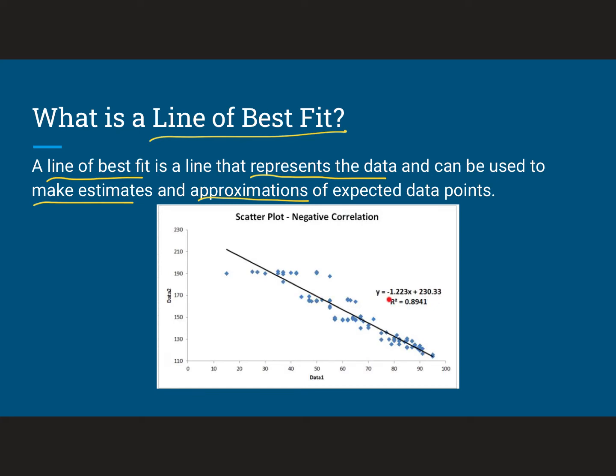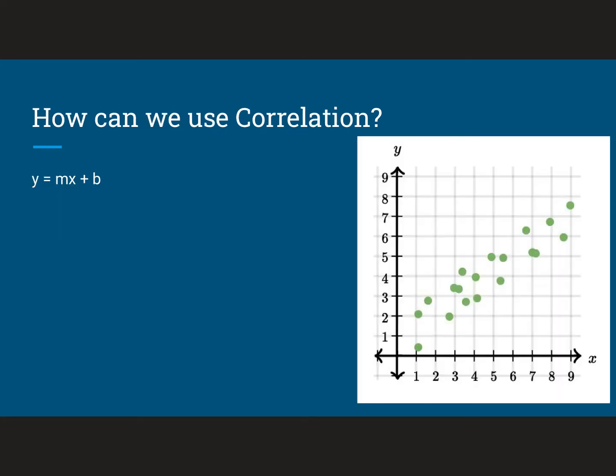Y equals negative 1.223 times x plus 230.33. Now that's really, really exact, and calculators can do that. But you need to be able to create a line of best fit to represent your data that has correlation without using the calculator. So we're going to go over how to do that. So we can use this in order to find things. Let's go to here. How can we use correlation?